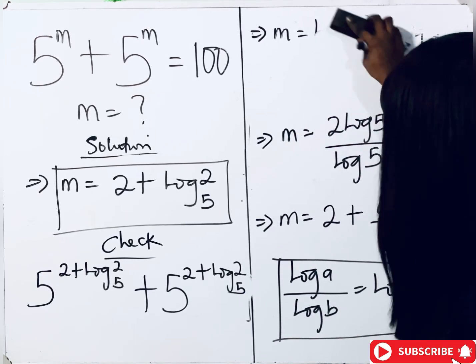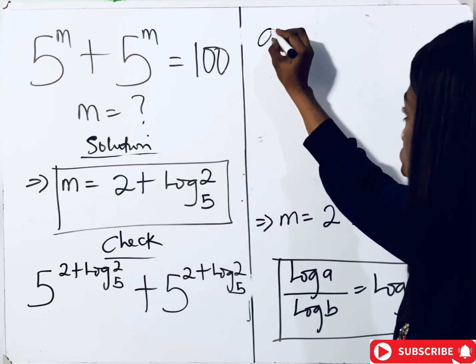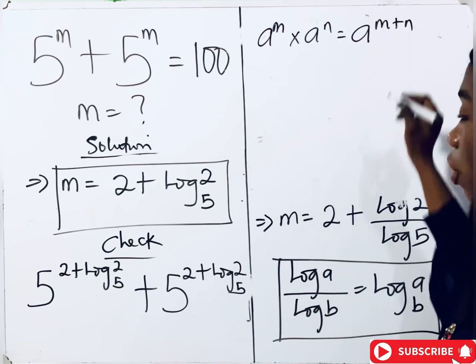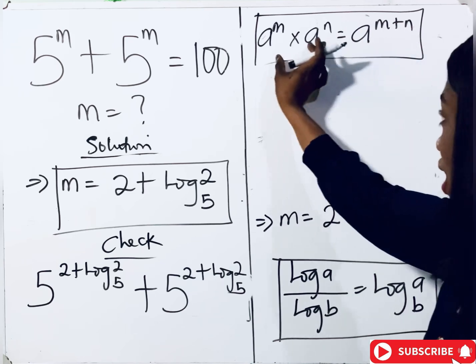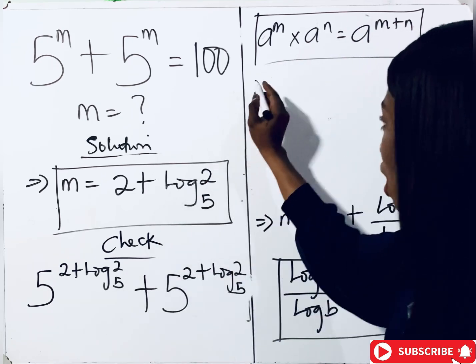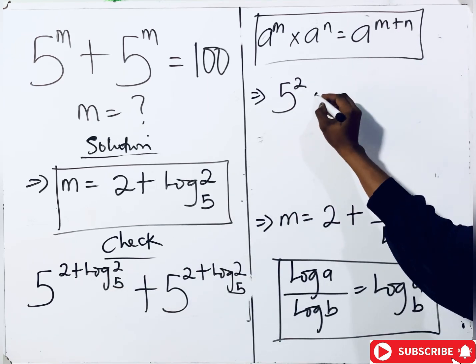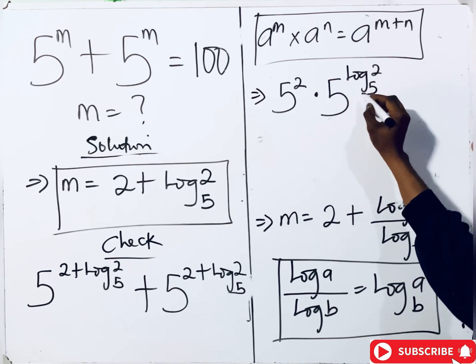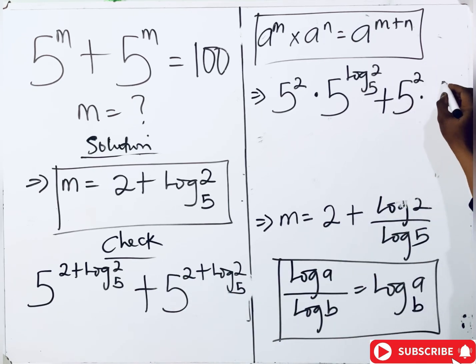The rule says that when you have a to the power of m multiplied by a to the power of n, it means a to the power of m plus n. So in this case, you observe that this is of this form. So let's split it with multiplication. From here, we are going to now have 5 to the power of 2. The addition sign we turn to multiplication. So we have 5 also to the power of log of 2 base 5. And that is what you also have here. So let's quickly repeat it. I hope you are seeing what we're doing. Multiply by 5 to the power of log 2 base 5.